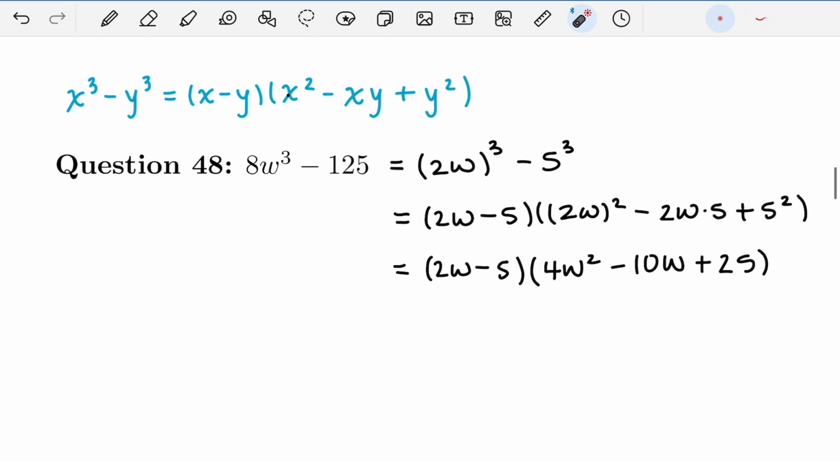And just as a reminder here, this is the form that we're looking at. So that means our x is going to be this 2w since this is the whole thing that's being cubed. And then our y is going to be 5 since this is what's being cubed.